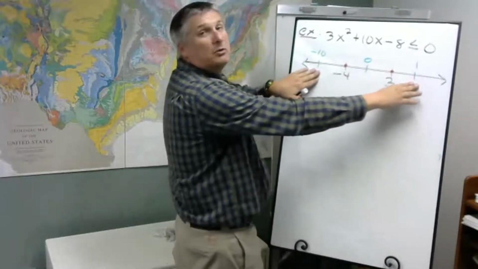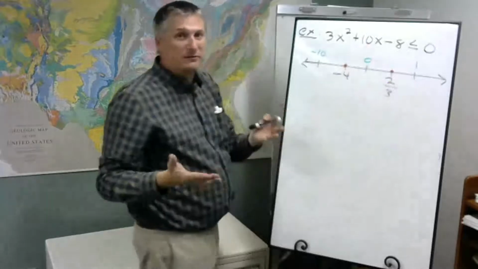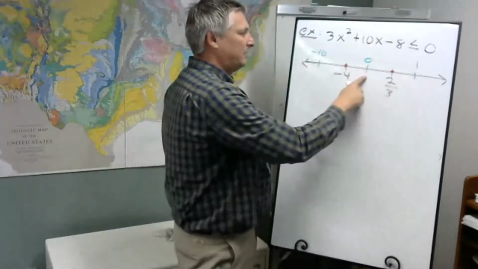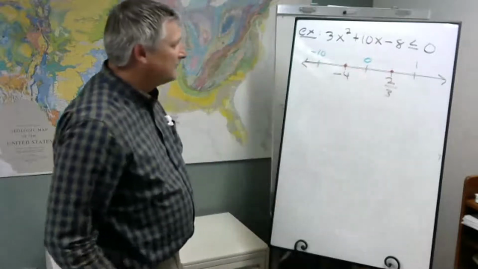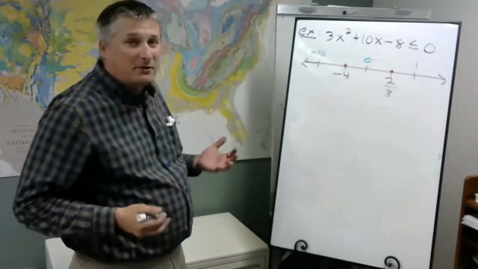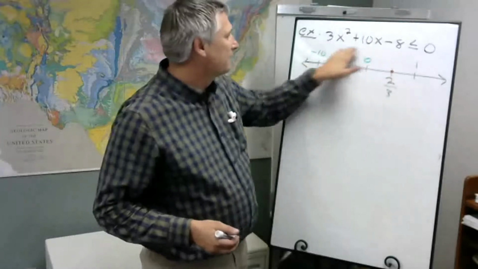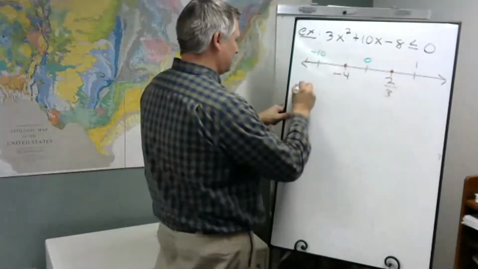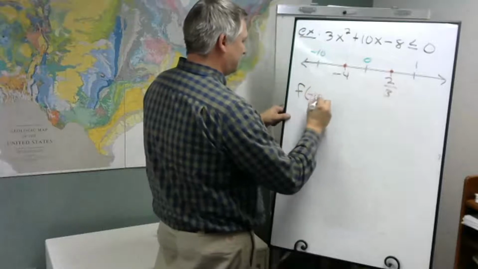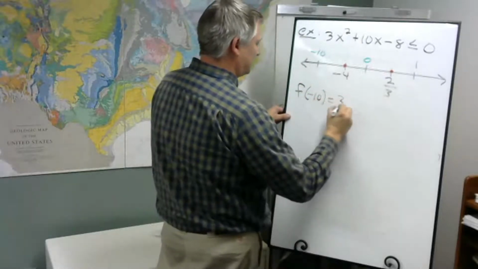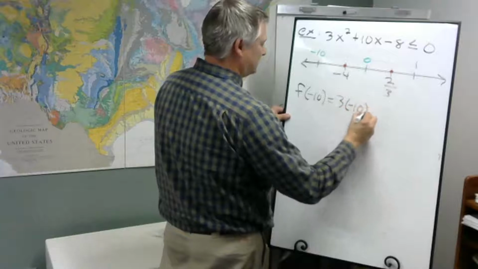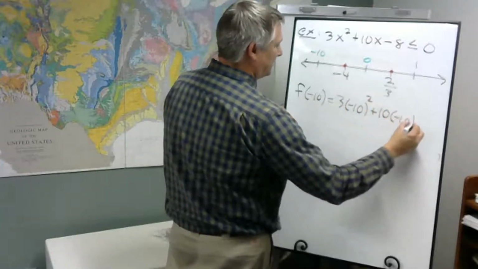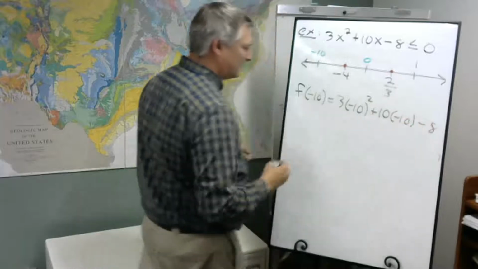So I gave these a blue color last time. I'm just going to use green for now, but still, far sides and in between the x-intercepts. So let's find out the value of f, this right here, at these test points. So f of negative 10 is 3 times negative 10 squared plus 10 times negative 10 minus 8.